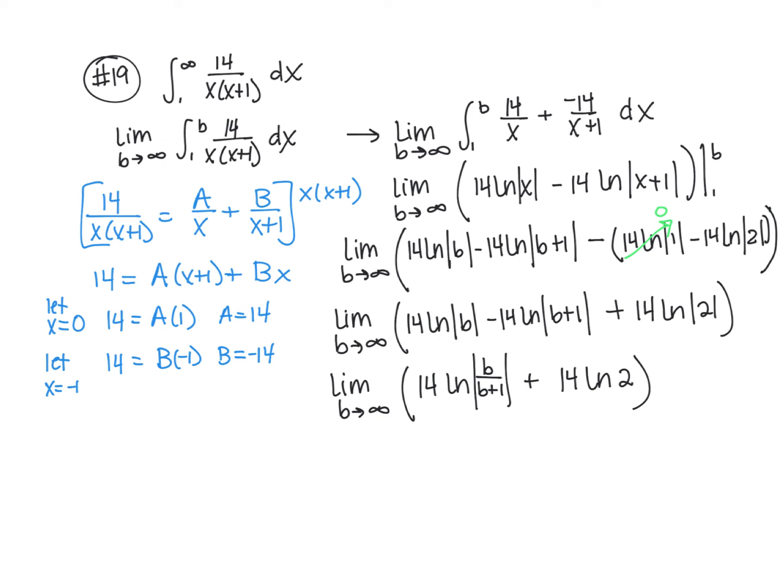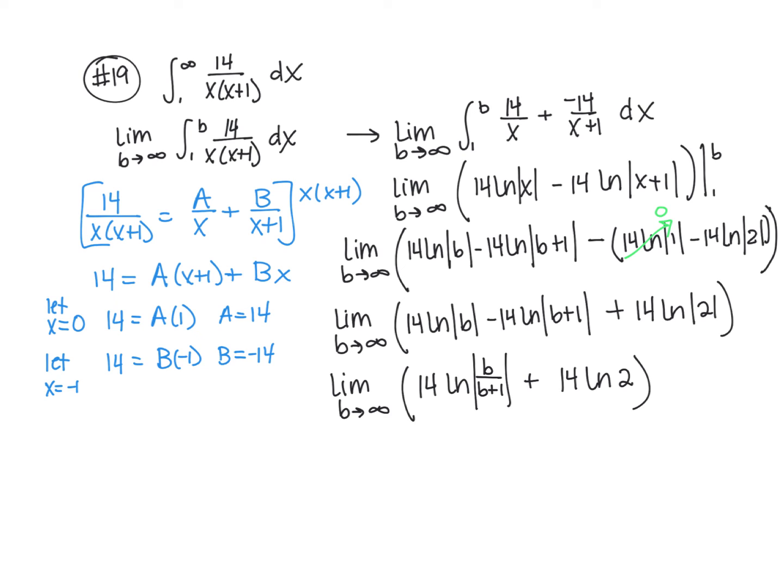The reason I like this better is because this actually goes towards 0. If we take the limit as b approaches infinity here, I have infinity over infinity. I can deal with that to get the natural log of 1 over 1 using L'Hopital's on just that piece of it. And then that would give me 14 times 0. So this actually just goes to 0.